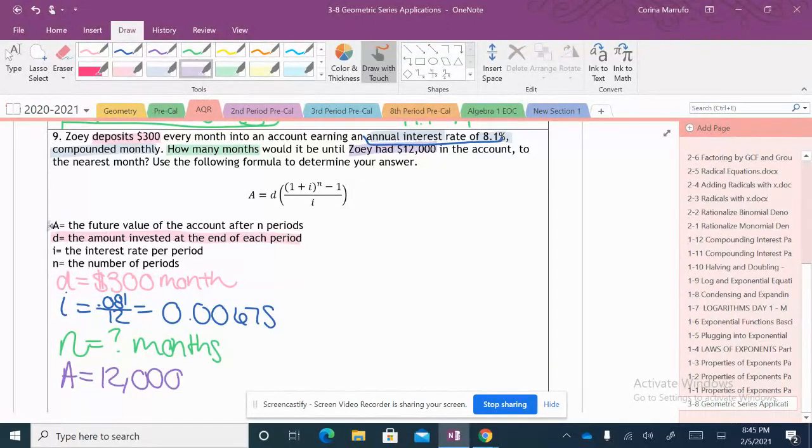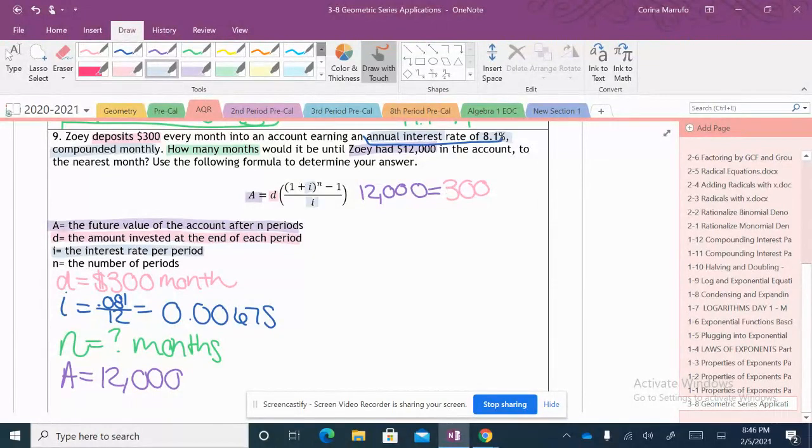Okay, so we go ahead and start plugging it in. A stands for the amount after a certain number of periods. So A is going to be 12,000 equals. And then D stands for the deposit. So she's depositing, oh no, not 3,000, 300. Okay. And then from there it says her interest rate per period is going to be plugged in here and here.